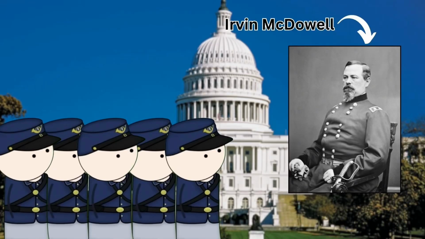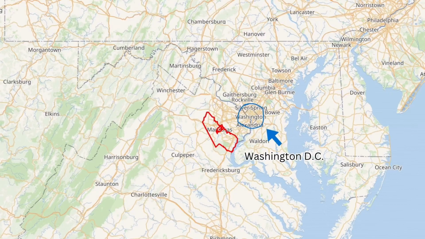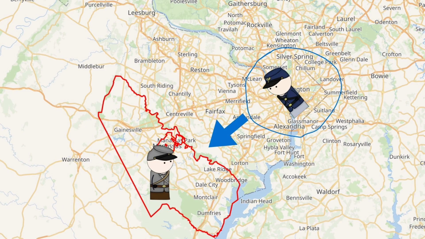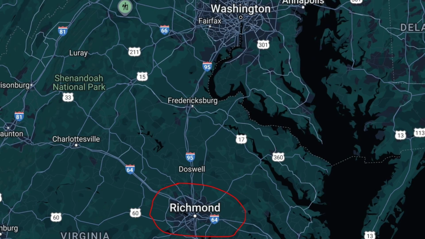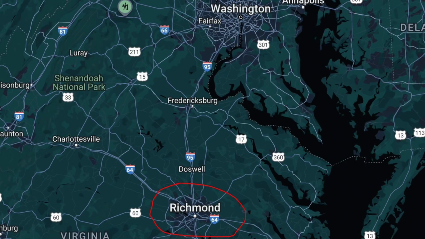The first major battle of the Civil War was the Battle of Bull Run. Union soldiers led by General Irvin McDowell marched from Washington, D.C. down to Manassas, Virginia, where the battle would soon take place. This was done in an effort to capture Richmond, the capital of the Confederacy. On July 21, 1861, the Union would invade Virginia to fulfill their plan of taking Richmond.